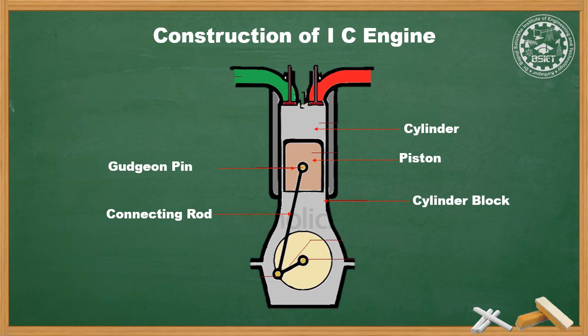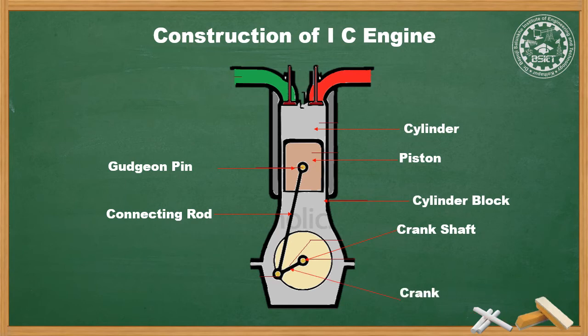Next is gudgeon pin, which is also known as piston pin. A piston pin is a link for connecting the piston and connecting rod. This pin is fitted in the bosses which are in the piston. The next is the crankshaft. The crankshaft converts the reciprocating motion of the piston into rotary motion. This rotary motion is used to rotate the shaft of a machine to get the work. The motion of piston is transmitted to the crank by the connecting rod.